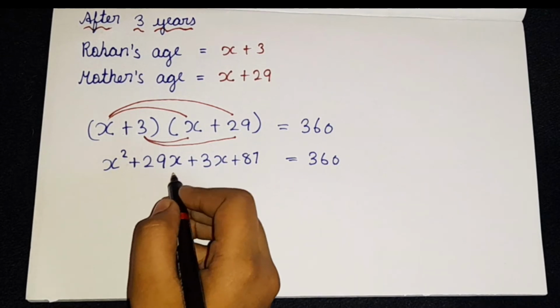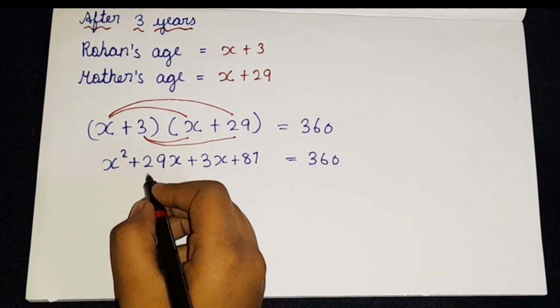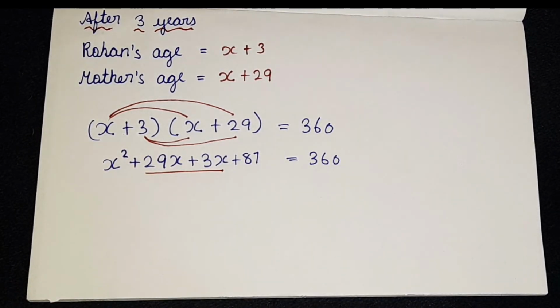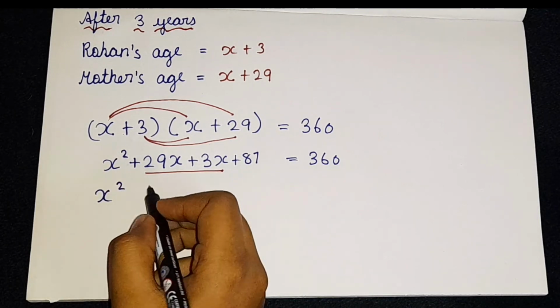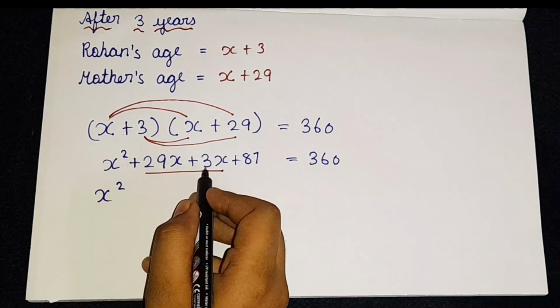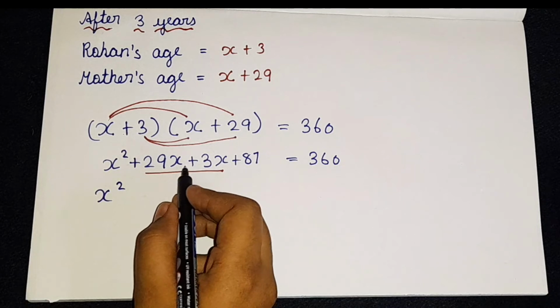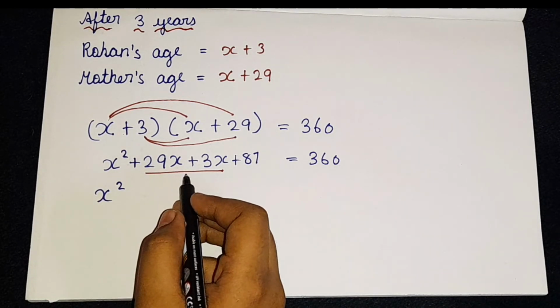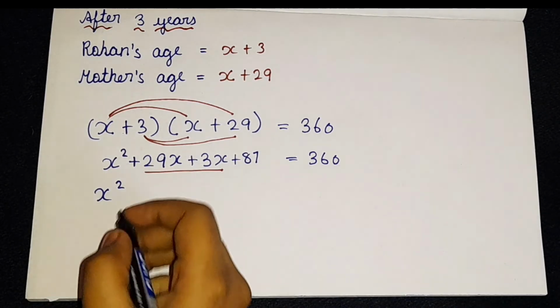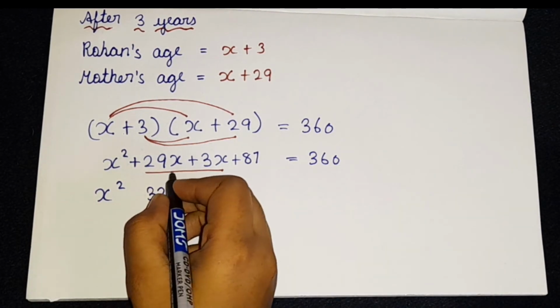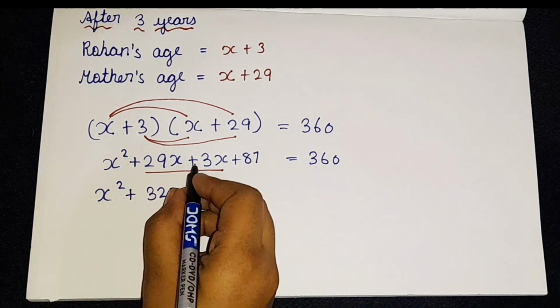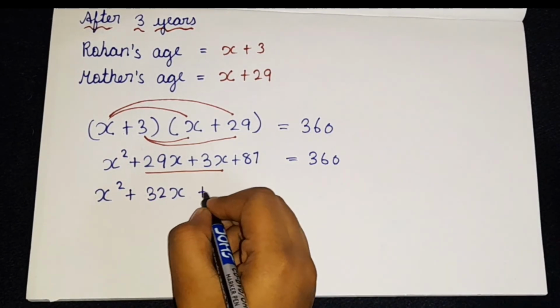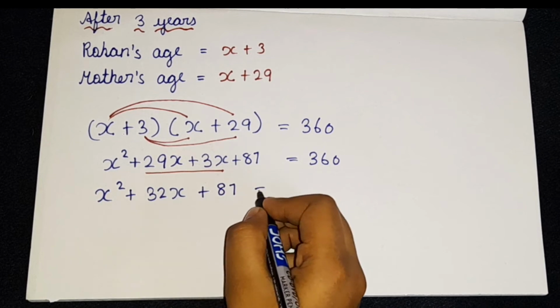Okay, here we have like terms, that is x. Here also we have x. So these are like terms. So we can just solve them. Okay, so first of all, we can just write the x square as it is, and 29 plus 3. Okay, so plus and plus is plus, so we are supposed to add them. So 29 plus 3 is 32. So we can just write the 32 as it is, and here we can just take the x common, and of course it is plus. Why? Because plus and plus is plus, and then we can just write plus 87 as it is equal to 360.